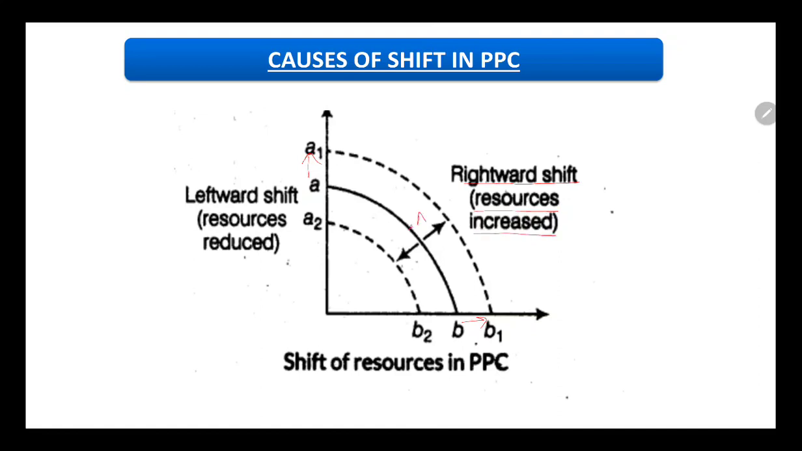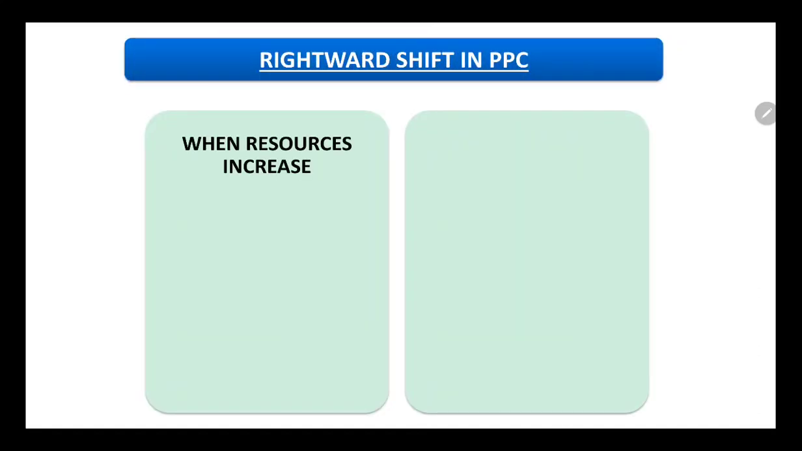Let's say we were at point A on the AB PPC, where we had this much amount of both good X and Y. Now we are shifted to some point Z where we have more of both the commodities. So you can see any point on the A1 B1 PPC will always have more of both the goods X and Y, and any point on the A2 B2 PPC will have less of both the goods. So if any resource is reduced, there will always be a leftward shift. Clear?